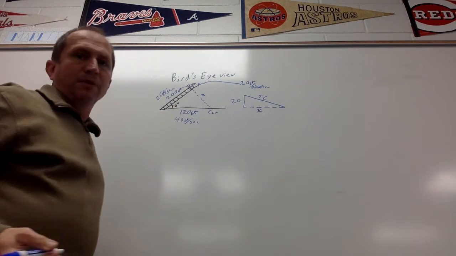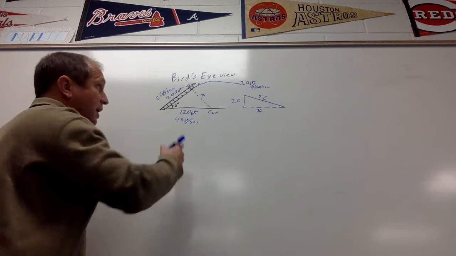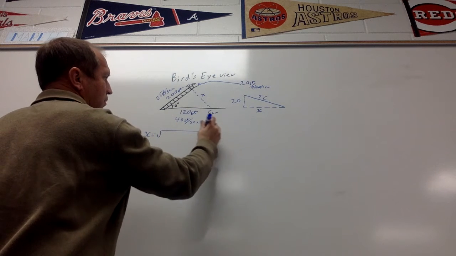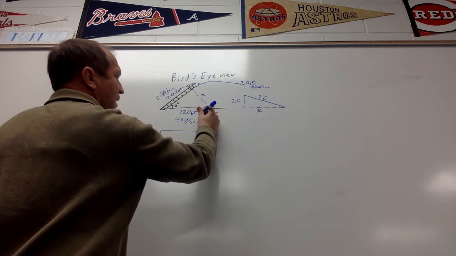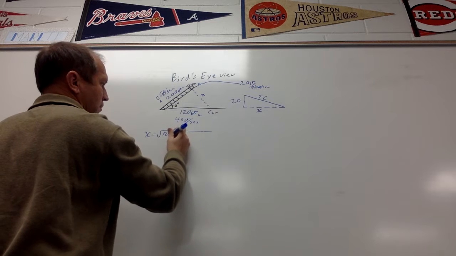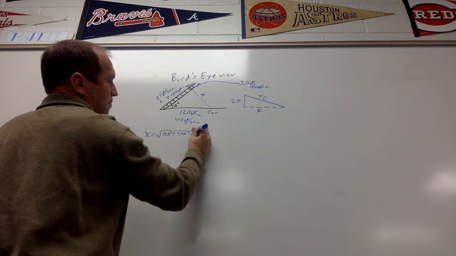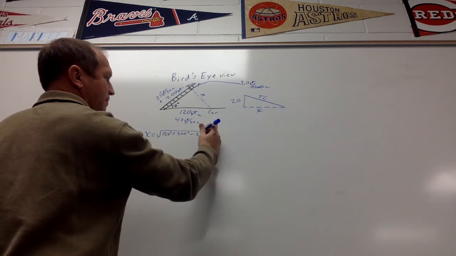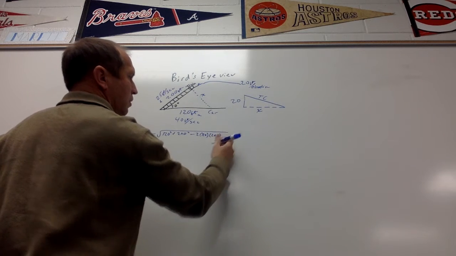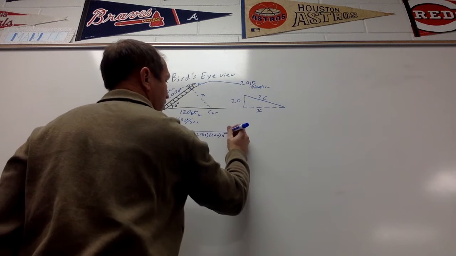It's not a right triangle, so the Pythagorean theorem will not come into effect. So we have to use the law of cosines to come up with this side. So x is equal to the square root, and I'm going to be calling this side A and this side B. So it's A squared plus B squared minus 2AB times the cosine of the angle. Cosine of 30, square root of 3 over 2.